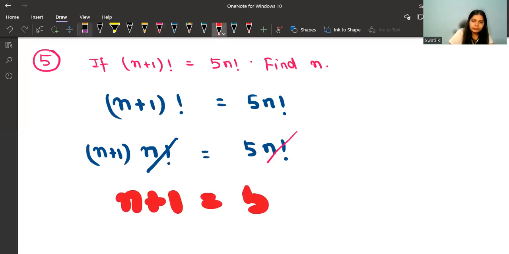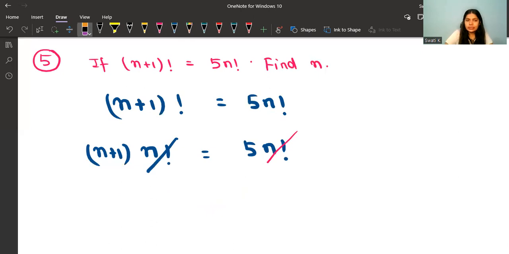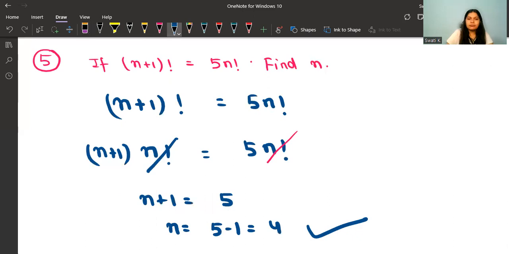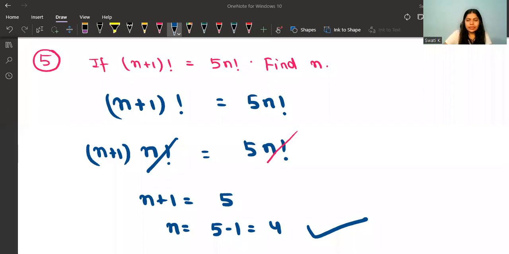Okay. 1 second. I'll just write down properly. So we are left with n plus 1 is equal to 5. Now, if n plus 1 is equal to 5, then what is the value of n? n will be 5 minus 1, and that is 4. So that's the answer. The value of n is 4. The next question, let's go to the next one, that is the sixth question.